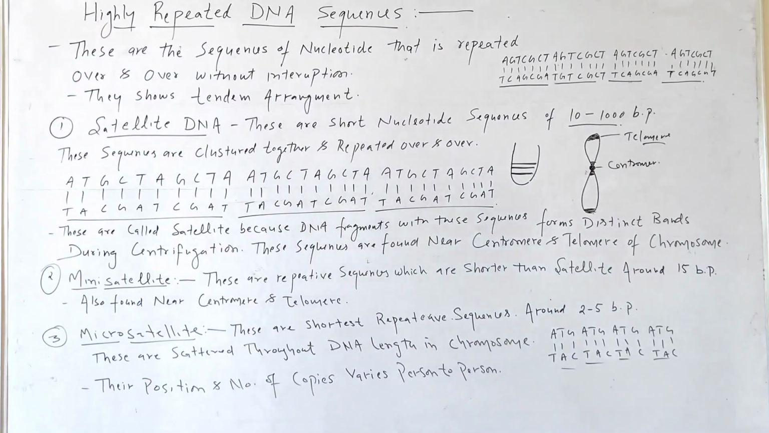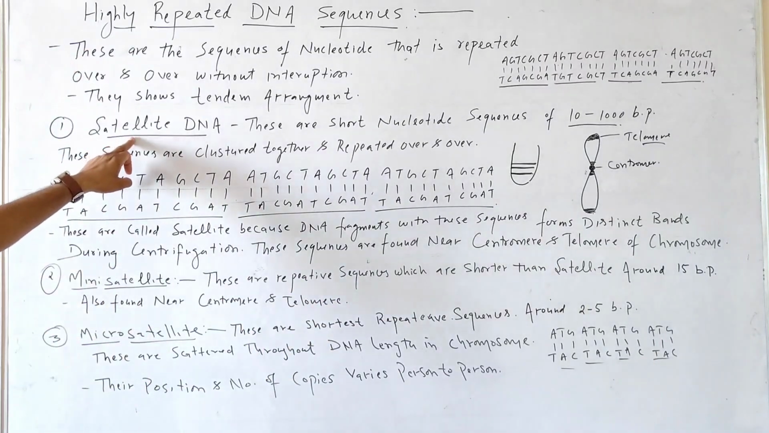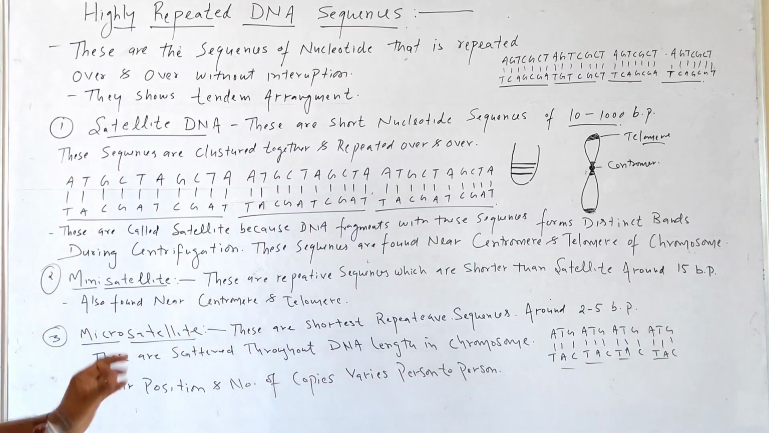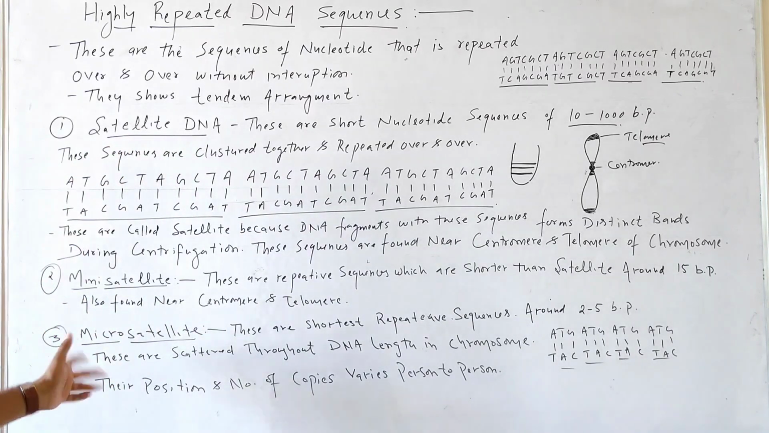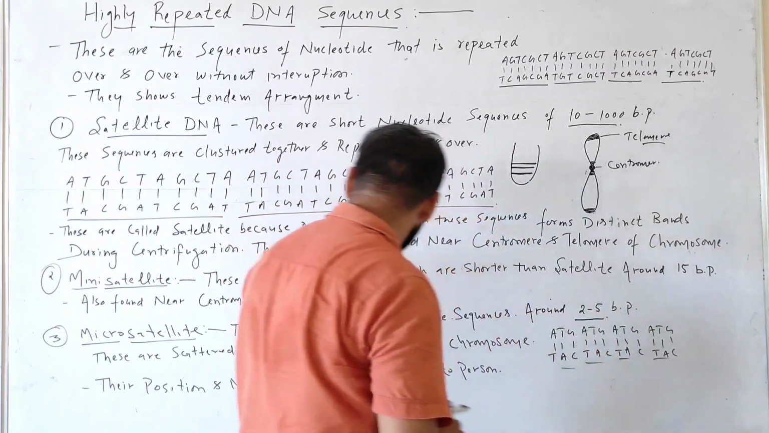Our third category is microsatellite. As its name indicates, it is even shorter. It is shorter than minisatellite. So these are the shortest repetitive sequences. Largest repetitive sequence is satellite. Shorter than satellite is minisatellite. And shortest is microsatellite. These are around 2 to 5 base pair long.